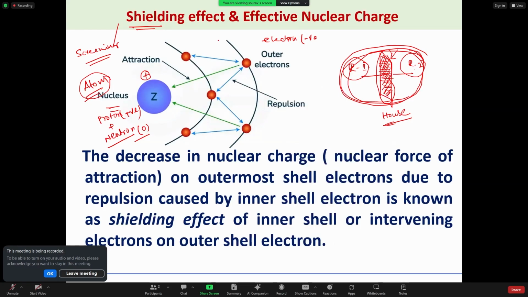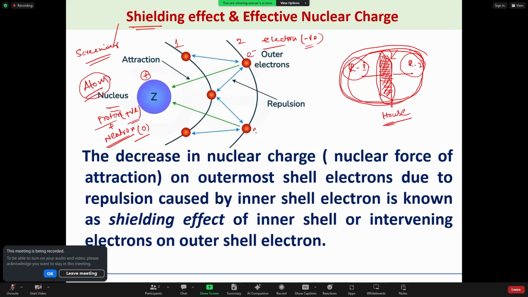Okay, so what is happening here? This is the proton and this is the neutron, and there is the electron, which is always negatively charged. So the nucleus is positively charged and the electron is negatively charged. What is happening for the shielding effect? Suppose for that atom there is one shell, this is the first shell and this is the second shell. In that second shell, there are two electrons.